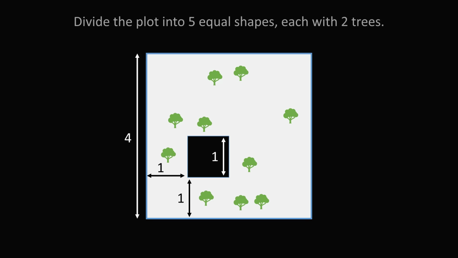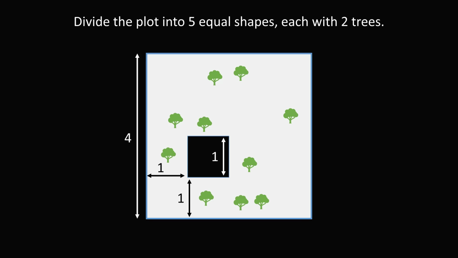Puzzle 1. We have a square garden plot that measures 4 units on each side. From the bottom left corner, take 1 unit from the left side and take 1 unit from the bottom side and cut out a 1 by 1 square. We've planted 10 trees in this garden. The challenge is to divide the plot into 5 equal shapes, where each shape has 2 trees each.